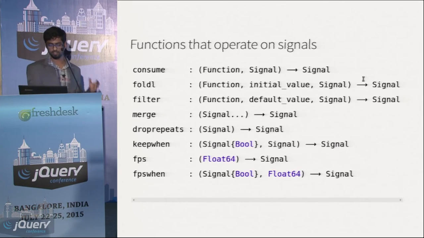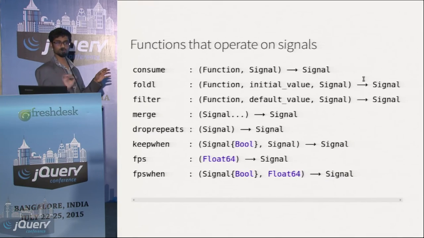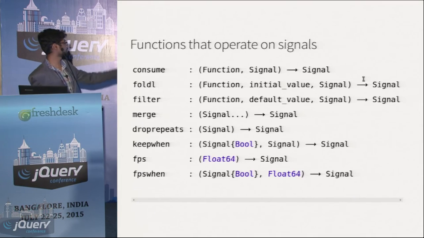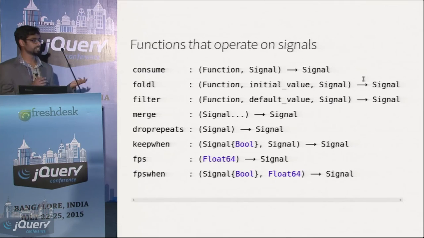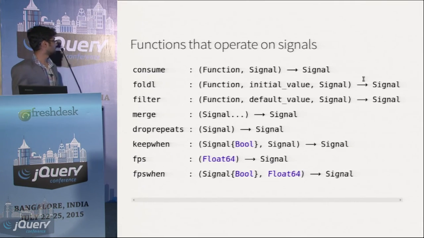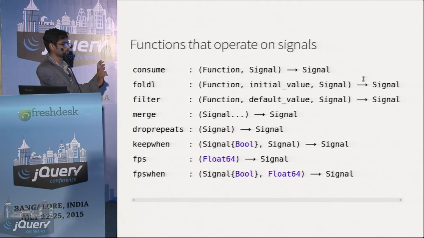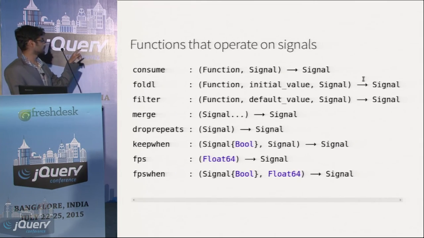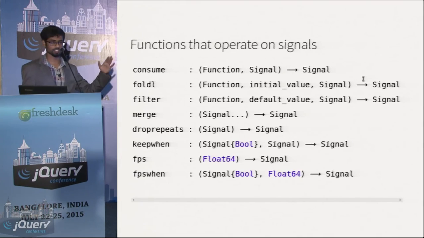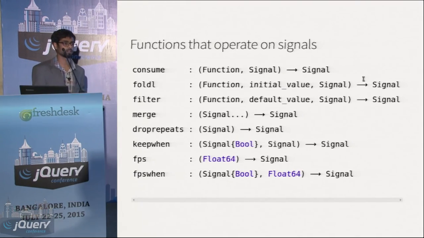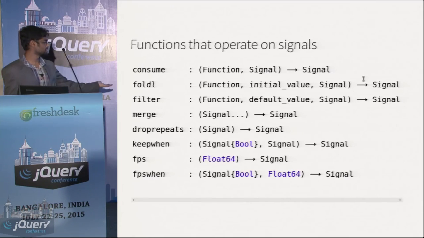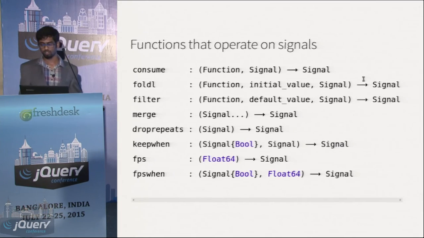And then there's filter for filtering only certain values in a signal. So the updates get dropped if the function does not satisfy. And then merge can merge multiple signals into one signal. And then drop repeats will drop any repeats in a signal. And then keep when takes a Boolean signal and another signal. And only when the Boolean signal is true, the other signal is updated. That's the output of keep when. And then FPS takes a floating point number and gives a signal which updates that many FPS number of times. And FPS when has a switch also.